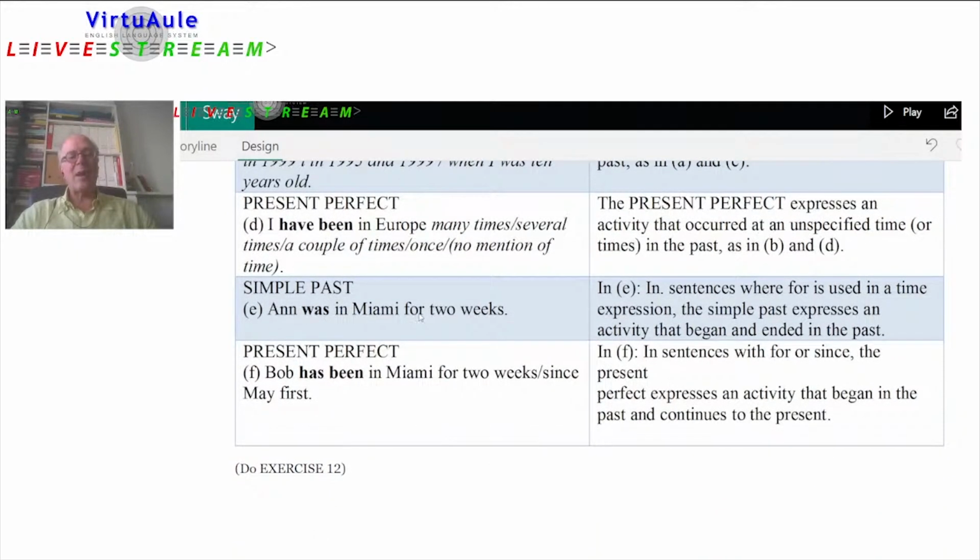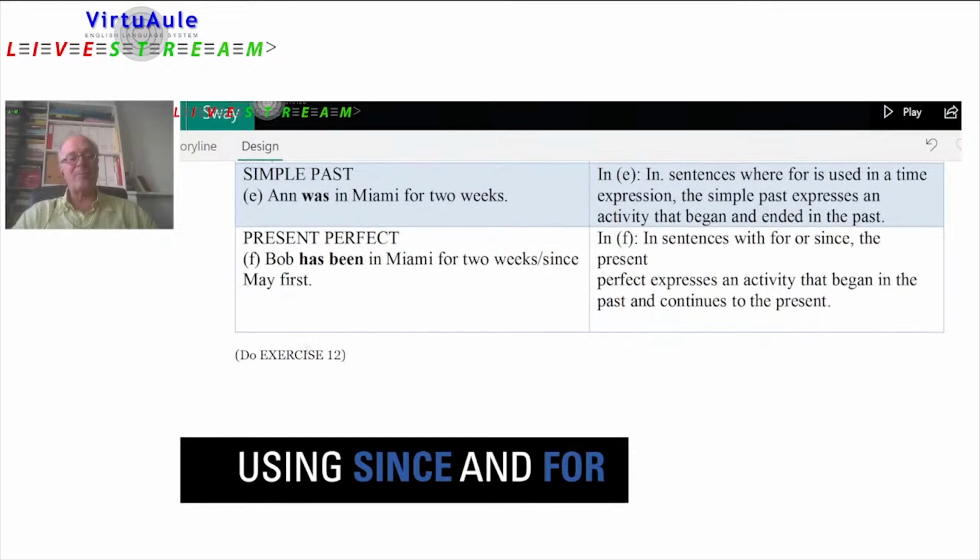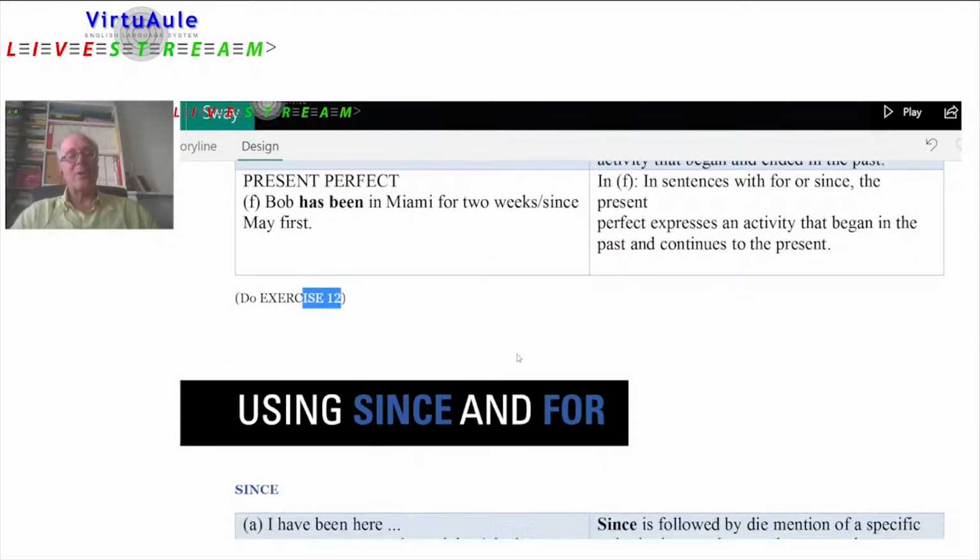Simple past: Anne was in Miami for two weeks. In sentence E, where for is used in a time expression, the simple past expresses an activity that began and ended in the past. For two weeks, this action is terminated. She was in Miami. She certainly is not in Miami now. I'm telling you that she was in Miami for two weeks, but that's finished. Instead, in F, Bob has been in Miami for two weeks, or Bob has been in Miami since May the 1st. In this sentence, with for or since, the present perfect expresses an activity that began in the past and continues to the present. If you have access, you can do exercise 12.